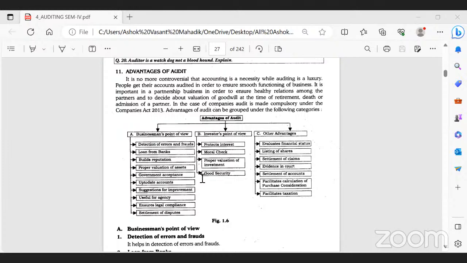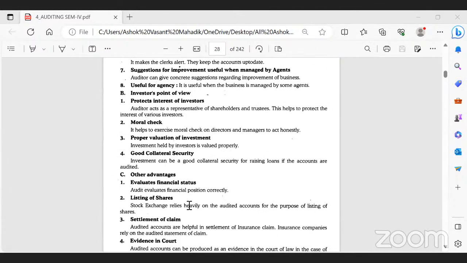In case of investors, they find safety with the audited books. Auditing keeps a moral check on the management. Proper valuation of their investment is possible. Other advantages are, when we get final accounts, we can rely on them because they are authenticated. In case a company wants to list its shares on the market, auditing is a must. Easy settlement of claims is possible if the books of accounts are audited. You can read further, students.